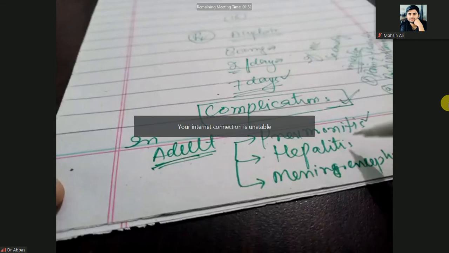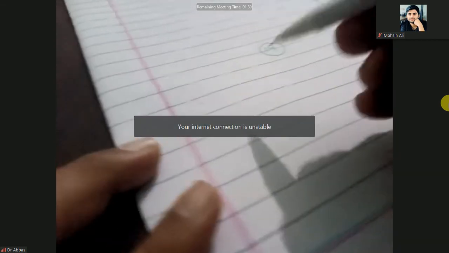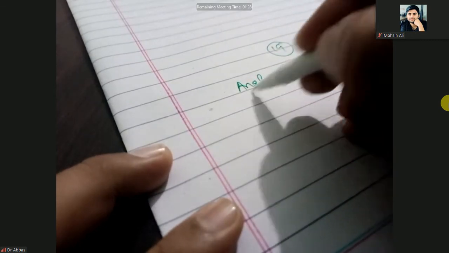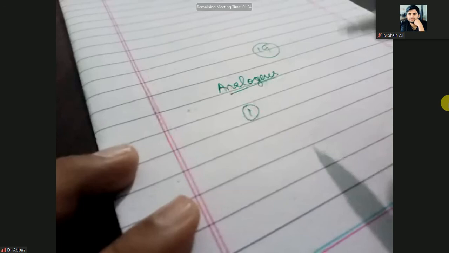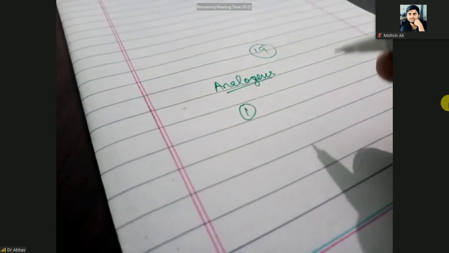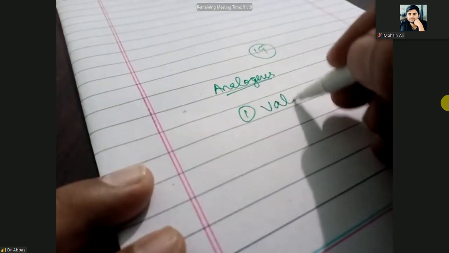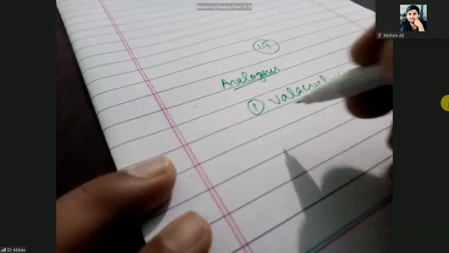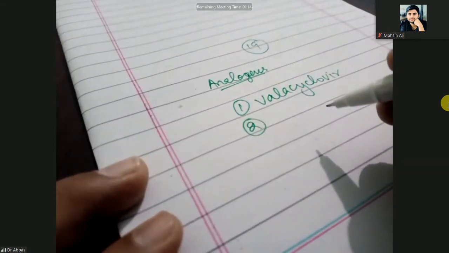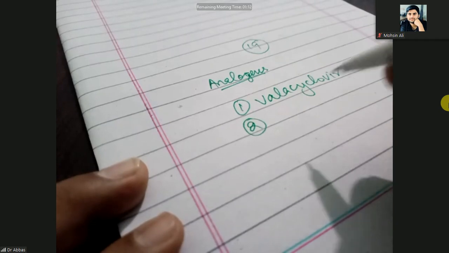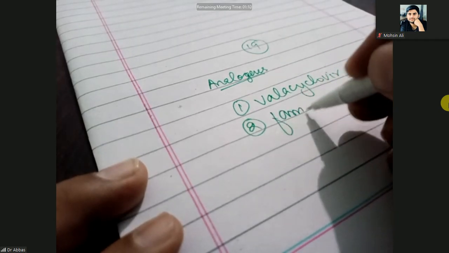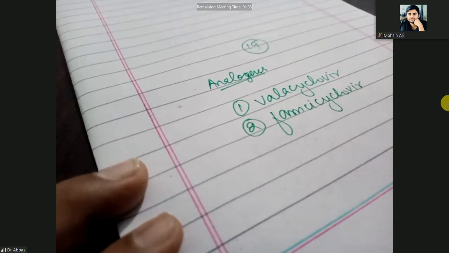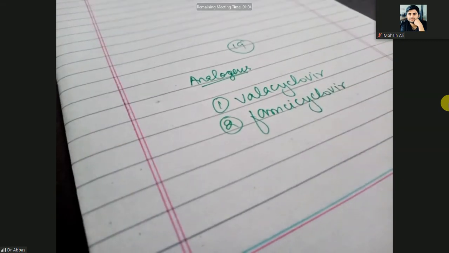Analogs can be used when acyclovir is not available for varicella. So which analogs can be used for varicella? Especially the analog valacyclovir can be used, and the other is famciclovir. Sorry, famciclovir. These drugs are analogs of acyclovir and can be used.